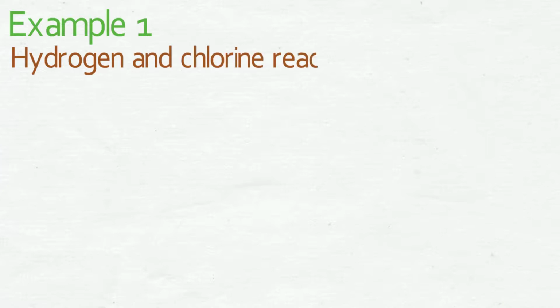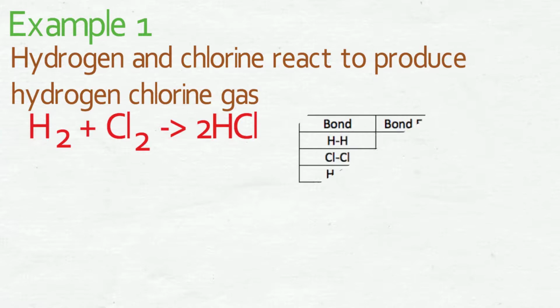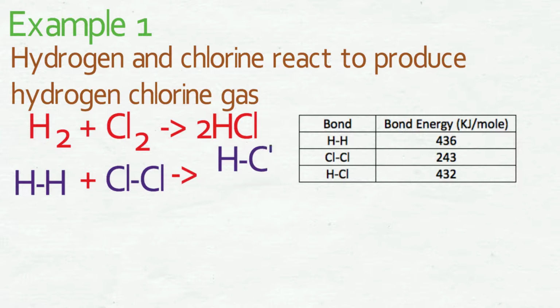Hydrogen and chlorine react to produce hydrogen chloride gas. The balanced symbol equation is H2 plus Cl2 reacting together to produce 2HCl. Below the balanced symbol equation, I have put a bond diagram. You can see that there is one molecule of hydrogen, one molecule of chlorine, and two molecules of hydrogen chloride gas. So what we want to know is, is this reaction exothermic or endothermic?